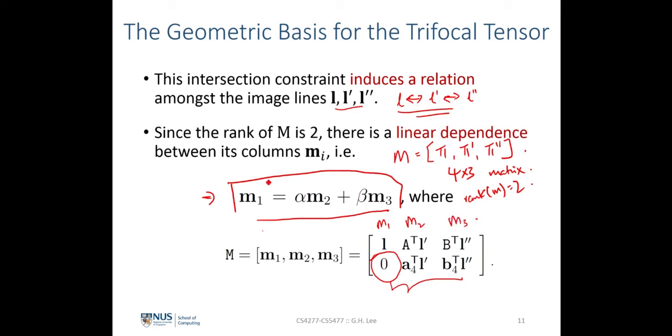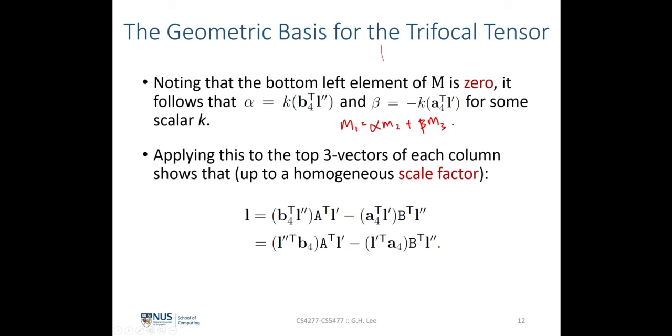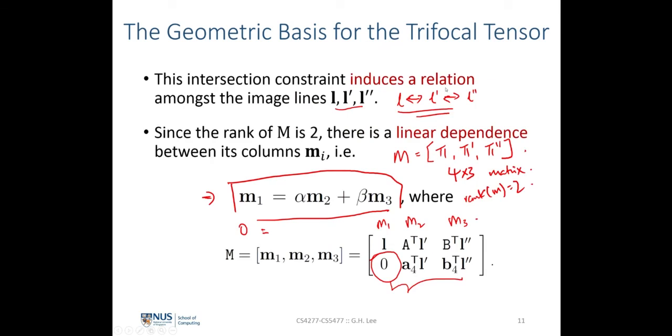So since we know this particular relation, and we know that M1 is going to be 0 for this particular row and column, in order for it to be 0, we can solve for alpha in terms of the A, B, and L's in this particular M matrix. One obvious choice would be to let alpha equal some scalar k multiplied by B4 transpose L prime, and beta equal to minus k multiplied by A4 transpose L, and that will fulfill this particular relation.